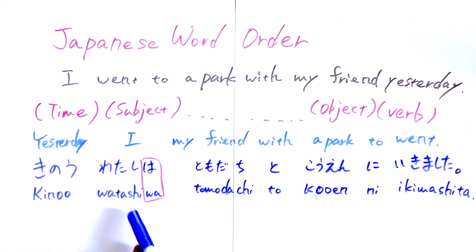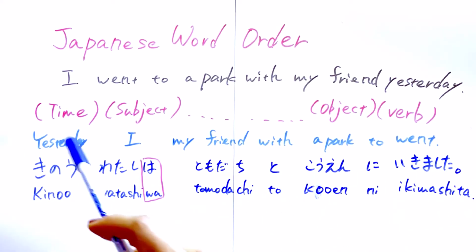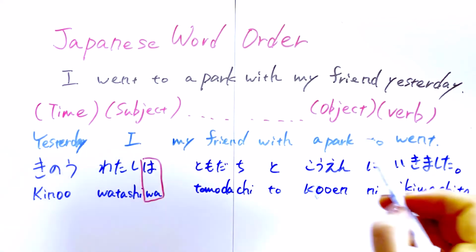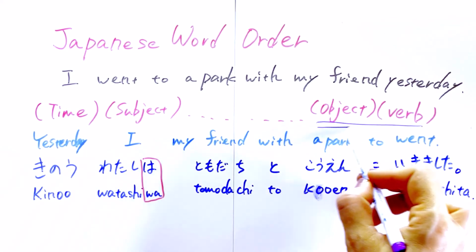Time, subject, anything in the middle, and then object, and then verb. Of course, we can change a little bit. Yes, so sometimes time comes nearly the end. But the most important part comes to the end. This is the really big thing in Japanese language.